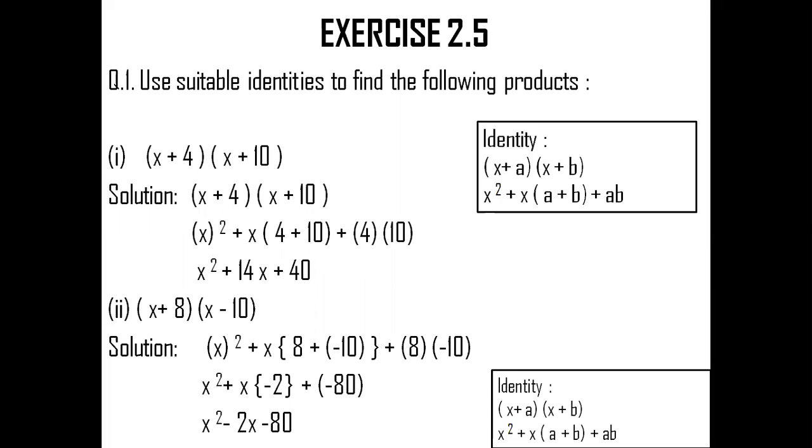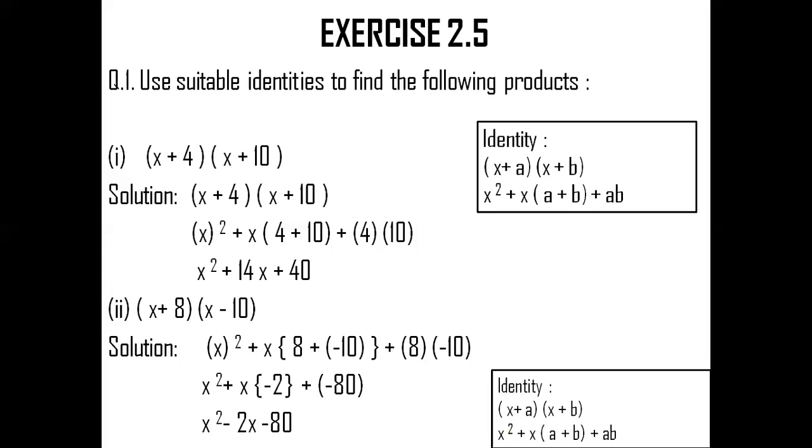Now, you may realize that here the first term in both the brackets is the same. But what is different is the second term. So as I mentioned over here on the right hand side, the identity that we shall be using is (x plus a) into (x plus b), which is equal to x square plus x into (a plus b) plus ab. All that I'll be doing is replacing the values of x, a and b in this given identity.